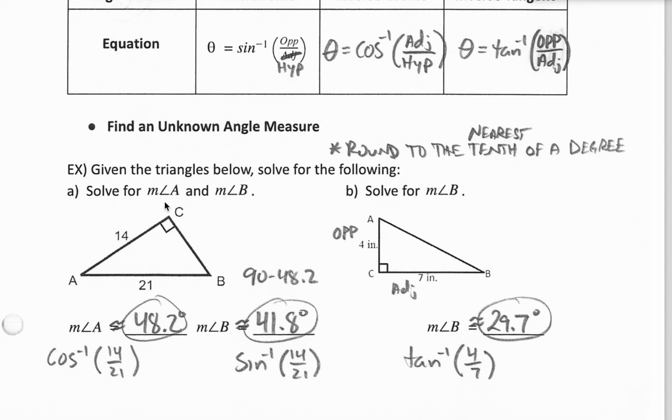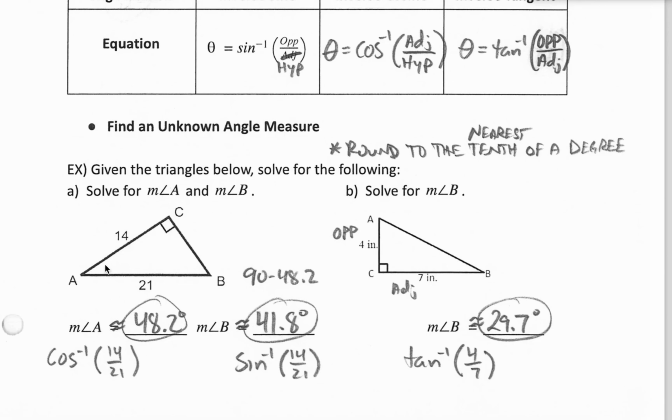What sides are we given based on being at angle A or using angle A? Relative to angle A, we have the adjacent side and we have the hypotenuse. So we know that cosine goes with adjacent and hypotenuse. So on your calculator, type in the inverse cosine of 14 divided by 21, which is also equal to 2 over 3. So you can sometimes reduce your ratio. That won't change the value. And hopefully your calculator tells you it's about 48 degrees.